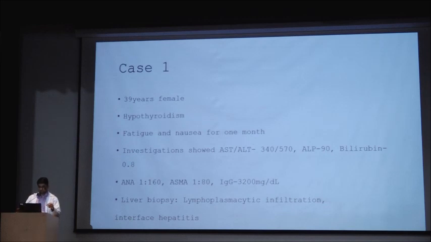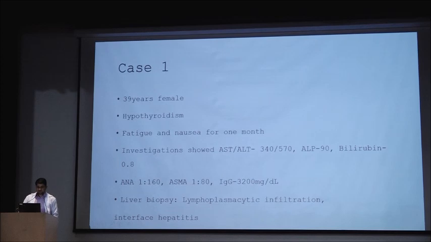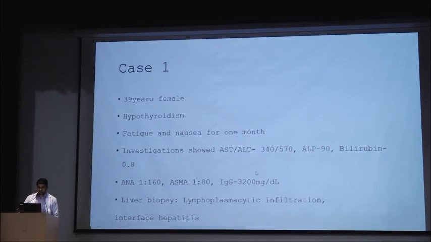So I am directly coming to a few simple case scenarios. Case one is a 39-year-old female patient, a known case of hypothyroidism, who presented with fatigue and nausea for 1 month. Her investigations revealed high AST/ALT with normal alkaline phosphatase and normal bilirubin. Autoimmune markers were positive, ANA 1:160. She also has high IgG, and liver biopsy showed lymphoplasmacytic infiltration and the presence of interface hepatitis. So a diagnosis of autoimmune hepatitis type 1 can be reliably made based on these findings.